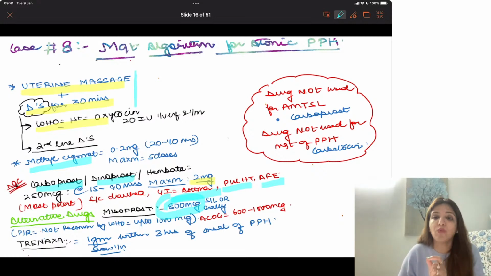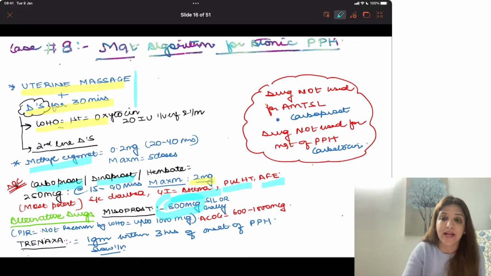Right now, the drug which is not used for active management of third stage of labor is carboprost. Carboprost is recommended by WHO for treatment of PPH and not for active management of third stage of labor, that is, not for prevention of PPH. A drug which is not recommended by WHO for management of PPH but is used in active management of third stage of labor is carbetocin. Carbetocin is a synthetic oxytocin which is recommended by WHO for active management of third stage of labor, but it is not recommended for treatment of PPH.